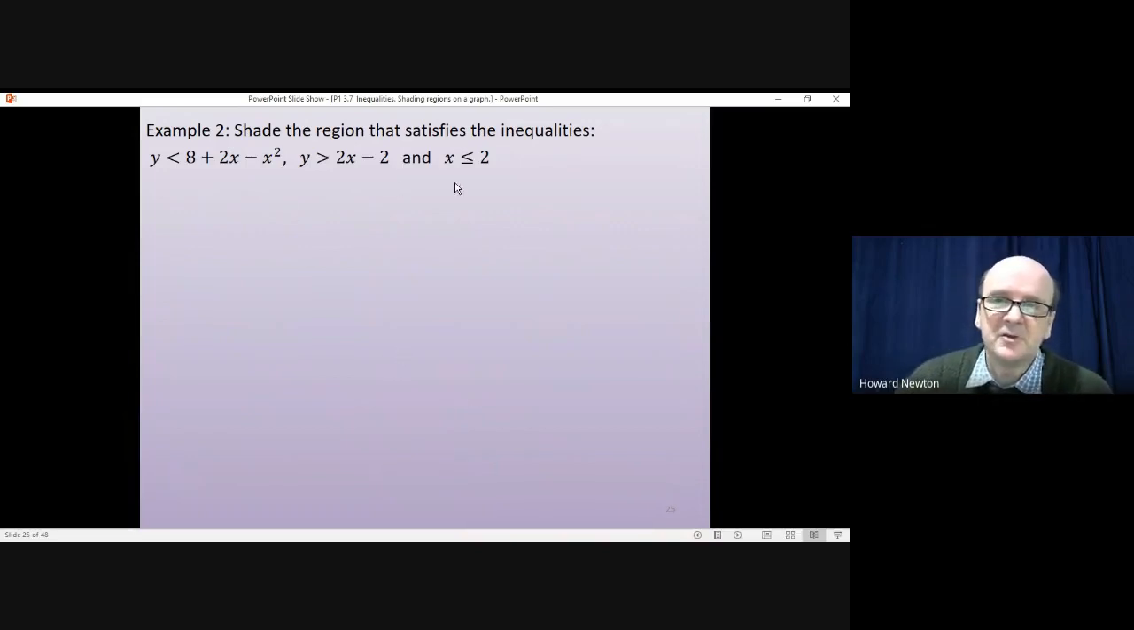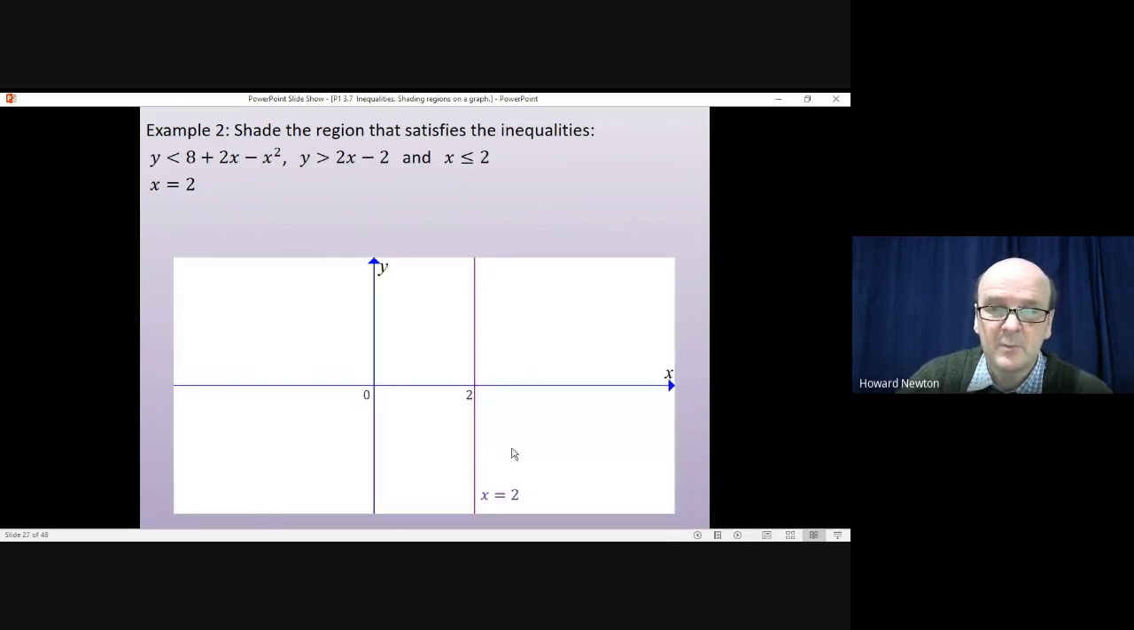I think I'll probably start on the right-hand side because that's the easiest thing to do. X is less than or equal to 2 means we need to draw the line x equals 2. Well, the line x equals 2 is the vertical line that goes through x equals 2 on the x-axis. So that will be the line x equals 2. Then the second line is y equals 2x minus 2. We'll draw that in the normal way.